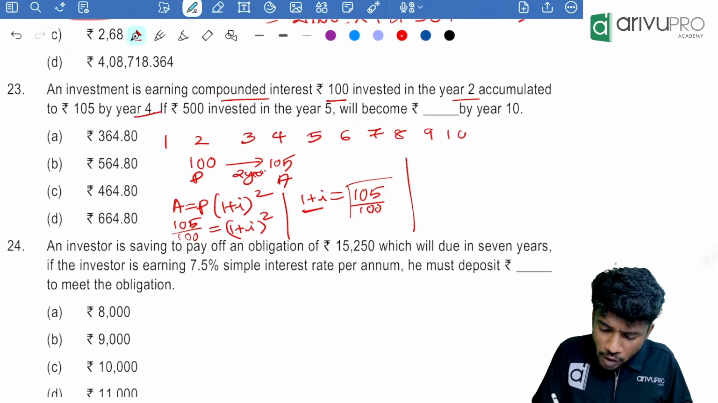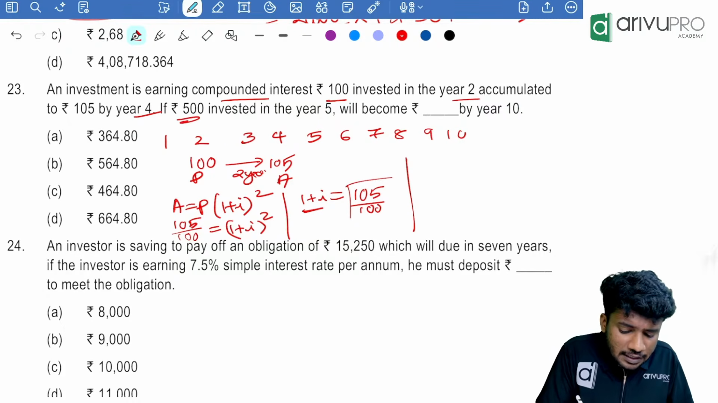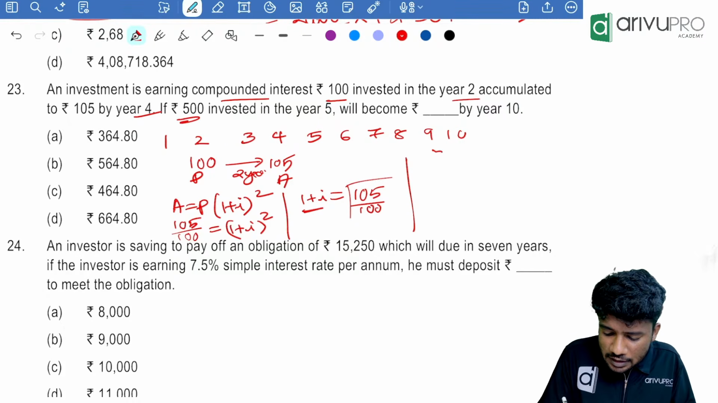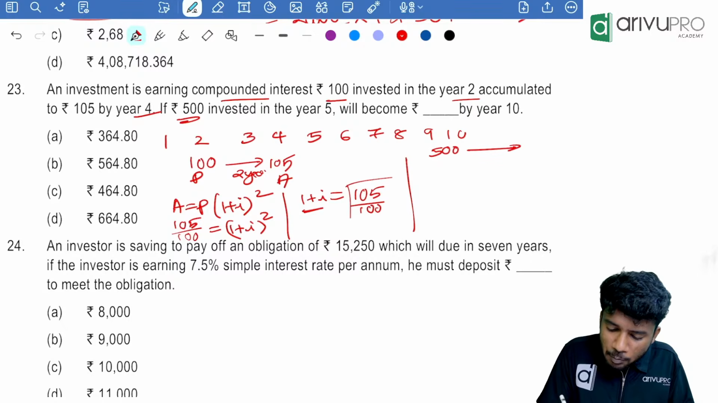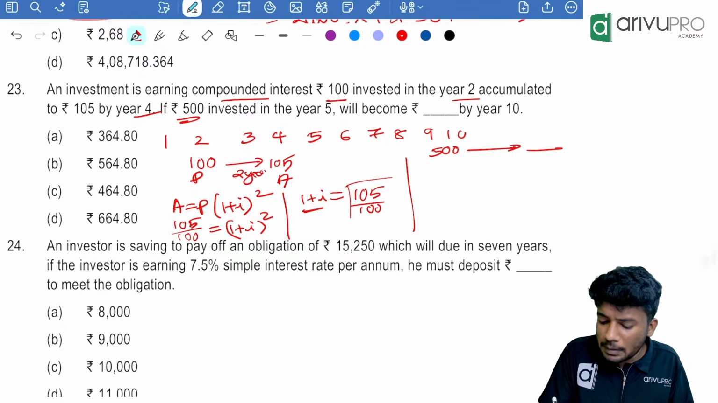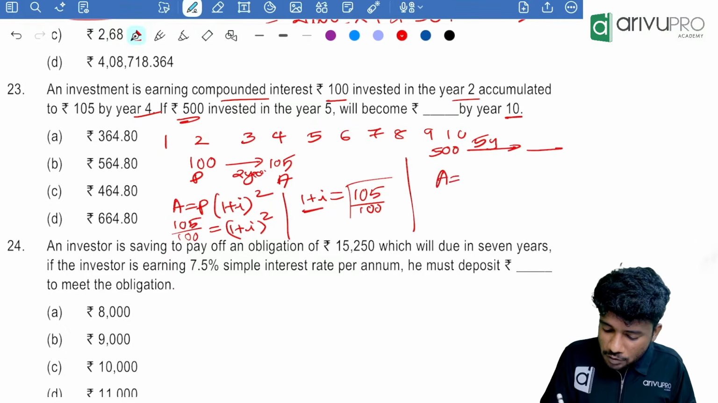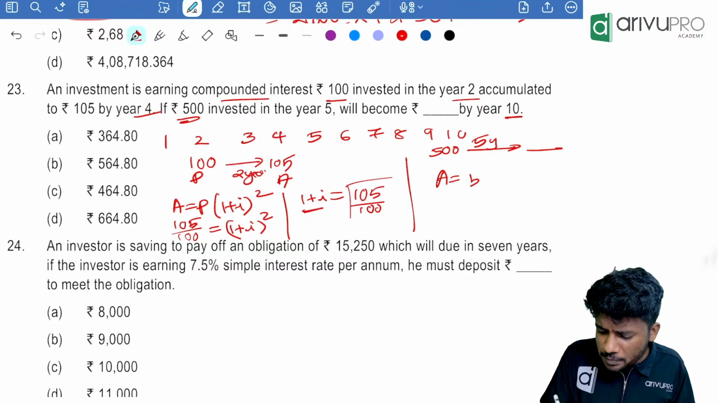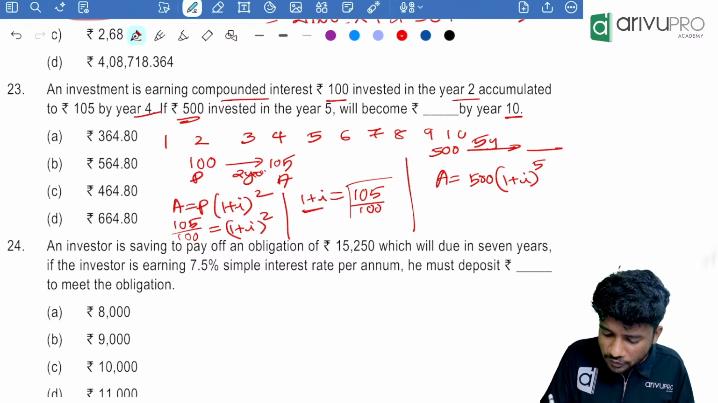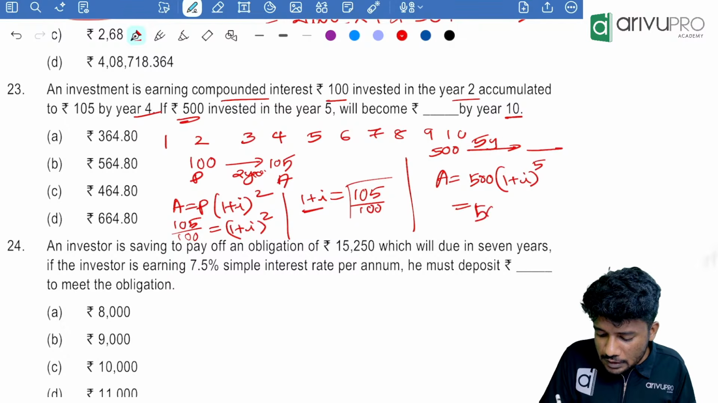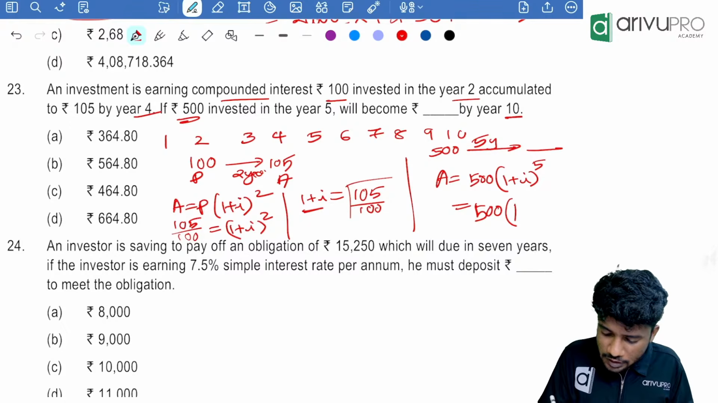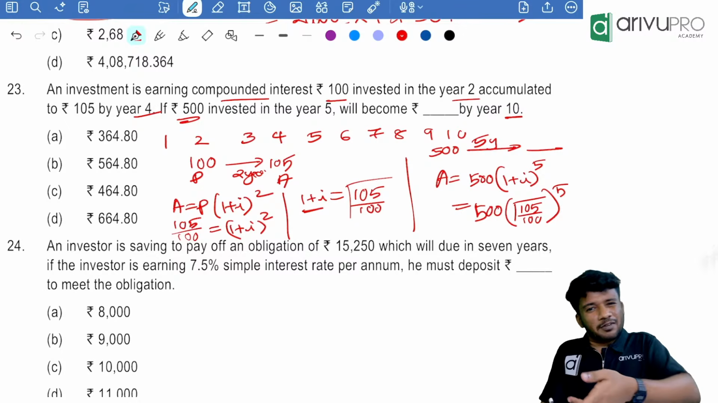Then what are we going to do? We are going to check. Then 500 invested in year 5. So 500 invested in year 5 becomes what in year 10? That means year 10 means number of years will be how much? 5 years. So principal amount is how much? The amount is nothing but principal into 1 plus I, the whole power how much? 5, which is nothing but 500 into 1 plus I, which is nothing but root of 105 divided by 100, the whole power 5. You can put the value also.